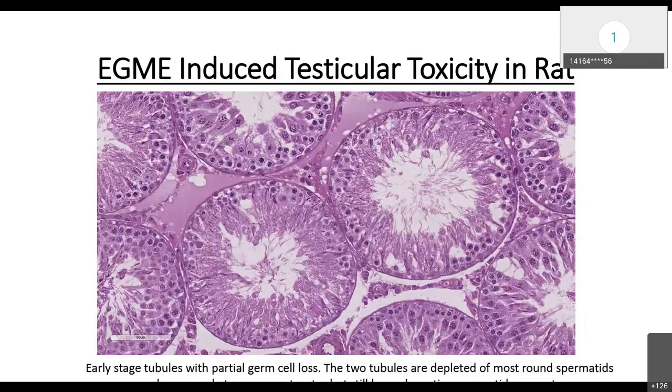Yeah, this is another change which is induced by EGME. So here you can see that most of the round spermatids are depleted. I do not have a cursor here, as I could have shown you, but definitely you can see that within the seminiferous tubule there are empty spaces. Those empty spaces are nothing but the degenerated round spermatids. But these are also very subtle changes. So unless the pathologist is experienced and well trained, these changes normally go unnoticed.